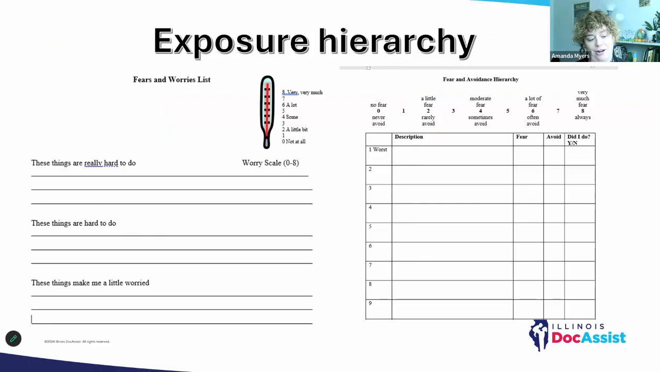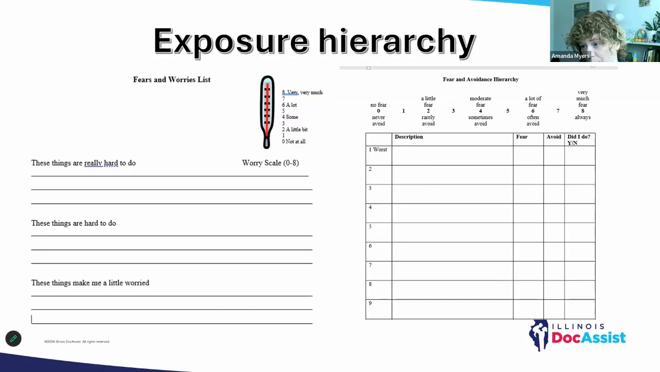So, exposure hierarchies. Basically, this could be explained as building a bravery menu. We start with the things that make the child least worried, and we move up to the harder and the hardest things. We like to use this feeling thermometer. I'll show you better examples of that in a moment, but we want to start with the lower levels of distress. How much anxiety or fear do you have? Not at all is the bottom level. So we want to start with 1s and 2s situations.